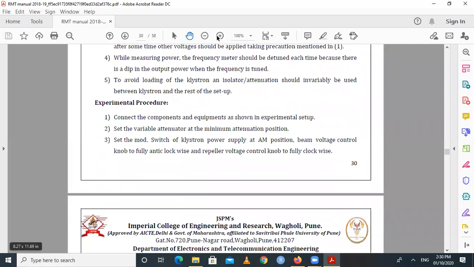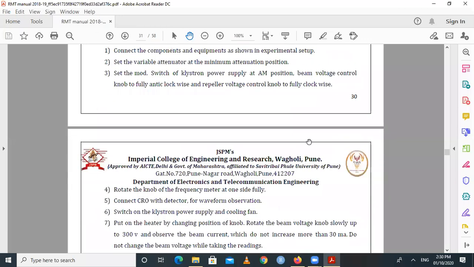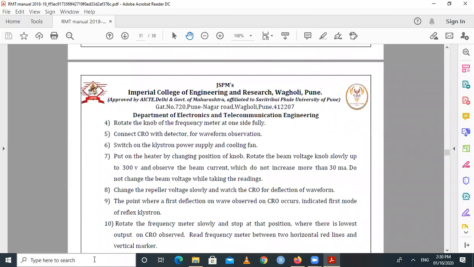Then step number 3 is you have to set the mode switch of the Klystron power supply at the AM position, which means we are using an amplitude modulated wave here. And the next procedure is you have to set the beam voltage, and that beam voltage is set to 300 volt. You can go for less than that voltage also, so it may be 250 volt or it may be 300 volt.